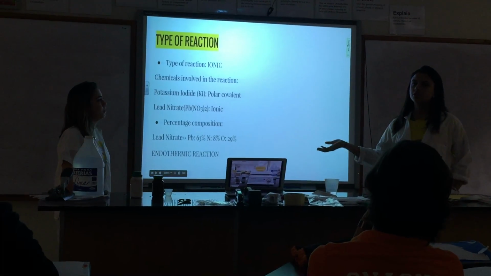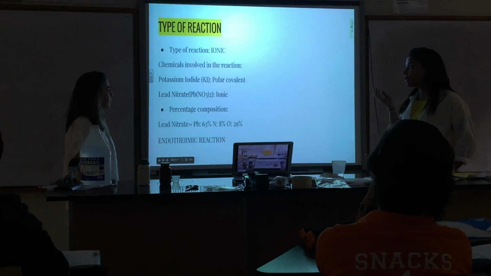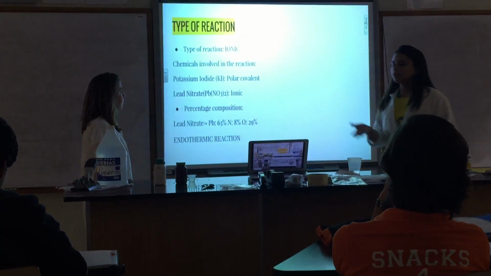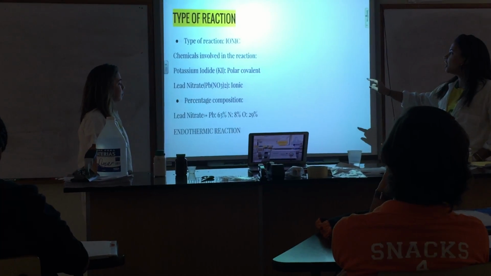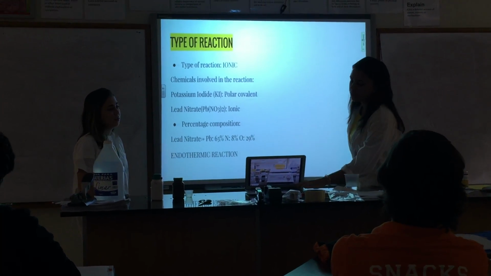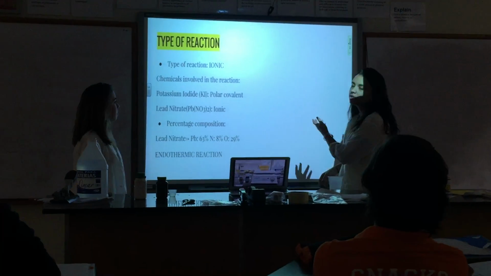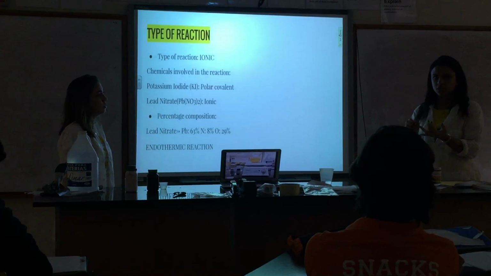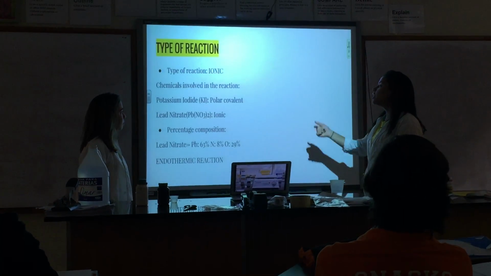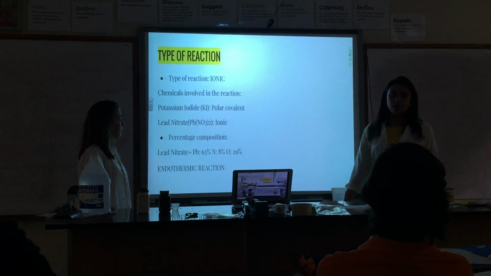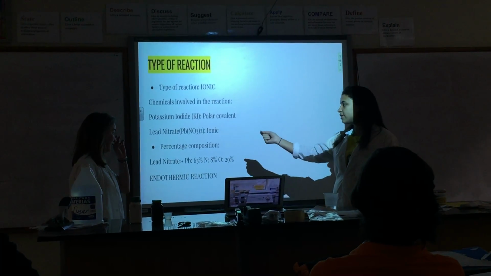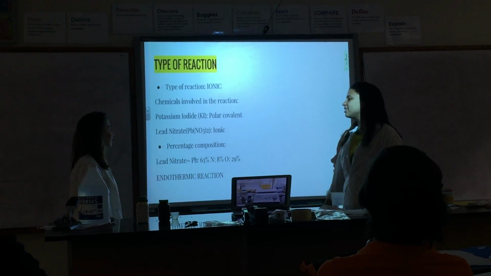Okay, here are some of the descriptions of our experiment. The type of reaction is an ionic reaction, and it's obviously a chemical reaction. The chemicals involved in the reaction are the ones that we showed at first, in the balanced equation that you saw: the lead nitrate and the potassium iodide. And potassium iodide is actually polar covalent, and then the lead nitrate is ionic.